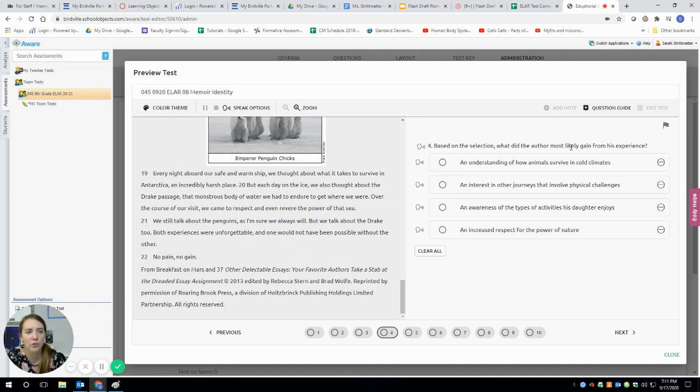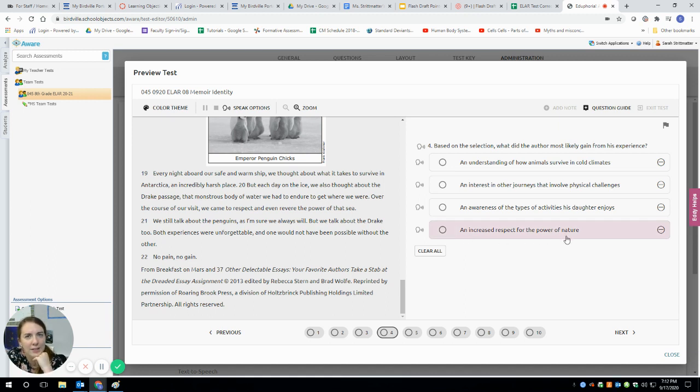So we're going to look for something that the author has gained. Well, yeah, maybe he gained an understanding of how animals survive in cold climates, but the problem with that is that's not the biggest lesson. That's not his biggest takeaway. No, B doesn't sound quite right either. C has nothing to do with the story. D says an increased respect for the power of nature.